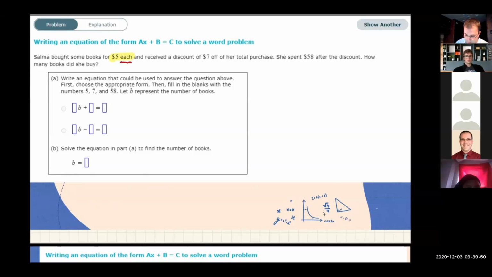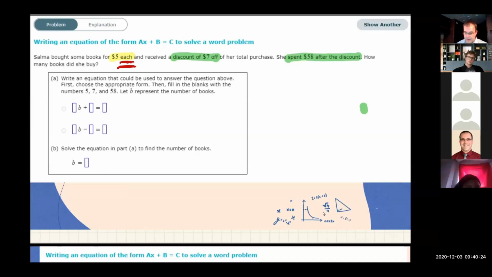I want to be really specific that this word right here, that's your best friend. And we'll talk about why a little more in just a moment. And then received a discount of $7 off. That word off is helpful, but probably not as amazing as the word each. Okay, so a discount of $7 off, and she spent $58 after the discount. All right, so there's three pieces of information.